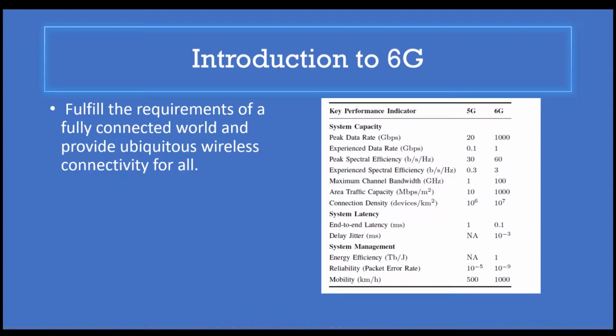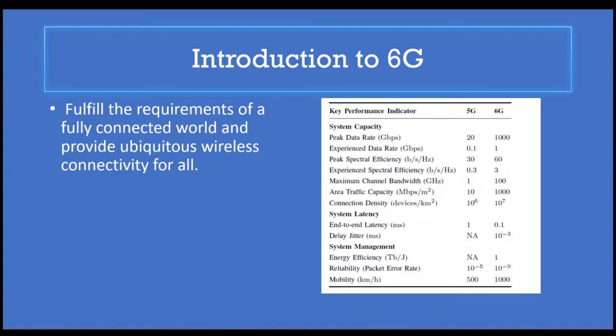Key performance indicators are listed here. We can see that 6G targets 1000 gigabits per second, whereas 5G targeted 20 gigabits per second. It is targeting a peak spectral efficiency of 60 bits per second per hertz, and the experienced spectral efficiency is targeted at least 3 bits per second per hertz. The maximum channel bandwidth targeted is 100 GHz.